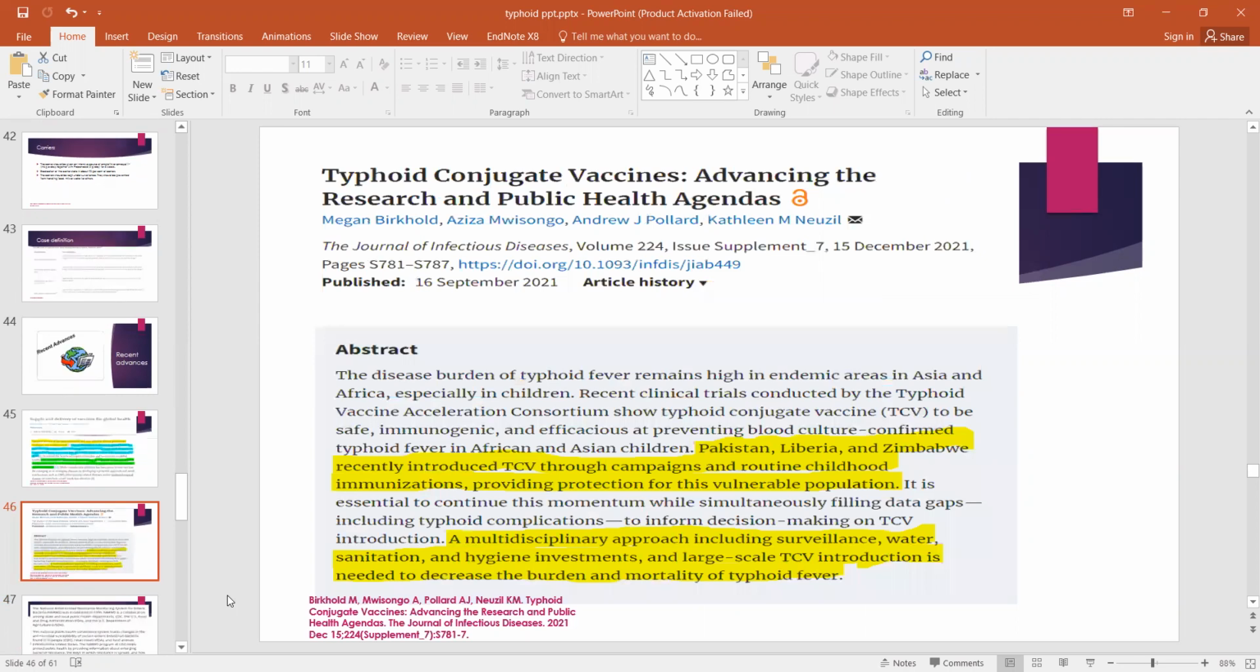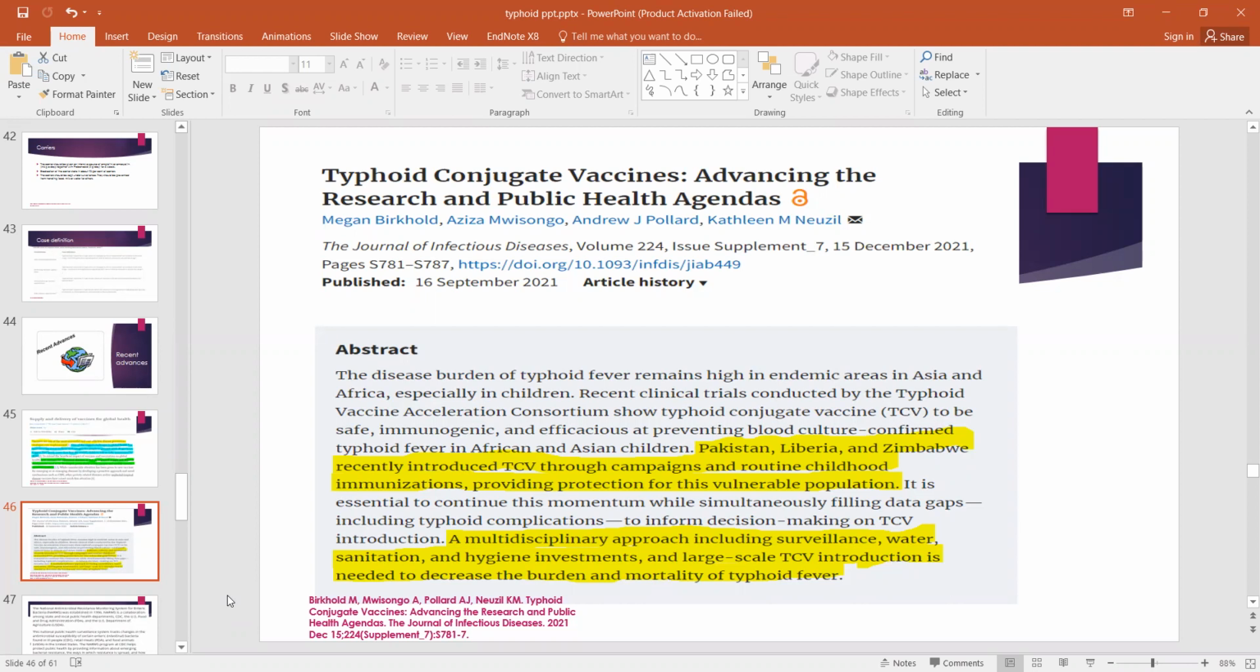This is another article in which they give information about typhoid conjugate vaccine, advancing the research and public health agenda. A typhoid vaccine acceleration consortium showed typhoid conjugate vaccine to be safe, immunogenic, and efficacious at preventing blood culture confirmed typhoid fever in African and Asian children.